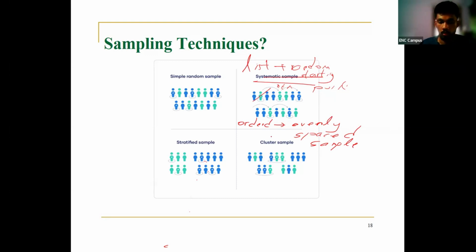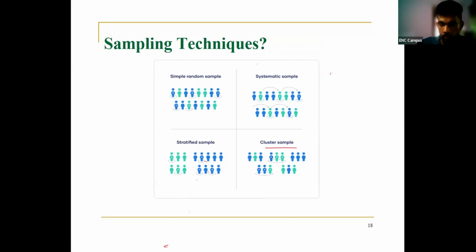Then we have cluster sampling. The population is divided into clusters, often based on geography or groups. In stratified sampling we use random sampling to pick an element from each subset, right? Here in cluster sampling, we divide the population into clusters based on geography or groups, and then the entire cluster is selected, right?